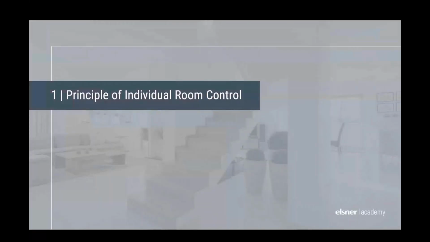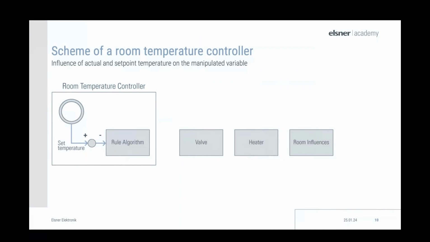Next up, we'll go over the principle of individual room control, our today's topic. Here we see the principal representation of a room temperature controller. The room temperature controller, which can be seen in the box on the left, records the room temperature and sends a manipulated value to a valve or actuator. For example, the control valve is approached as a percentage. For example, 40%, warm water then will flow through the radiator heating circuit and transfers its heat to the room.